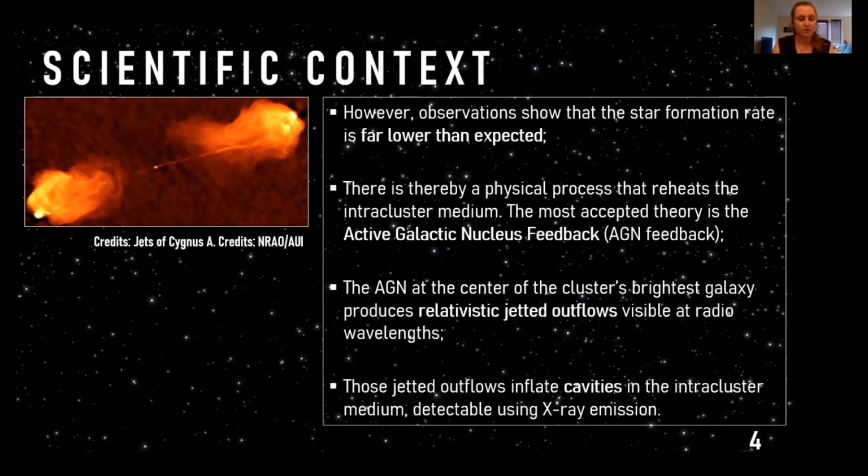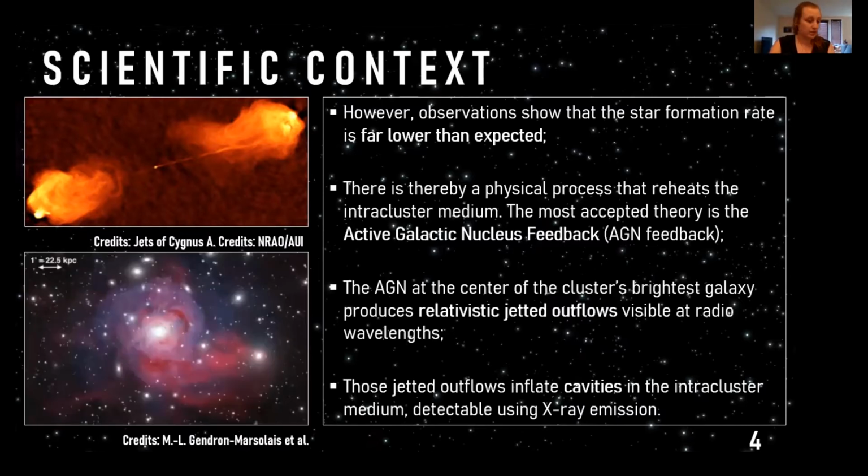What's happening is that those jetted outflows will inflate cavities. We also call them bubbles in the intra-cluster medium, and those bubbles will reheat the intra-cluster medium. Those cavities, we can see them using X-ray emission. Here's a nice example of the Perseus cluster. In blue, you have the X-rays. In red, you have the radio. The faint peak here is H alpha, and the background is visible, from HST, I think. As you can see here, we can clearly see those X-ray cavities.